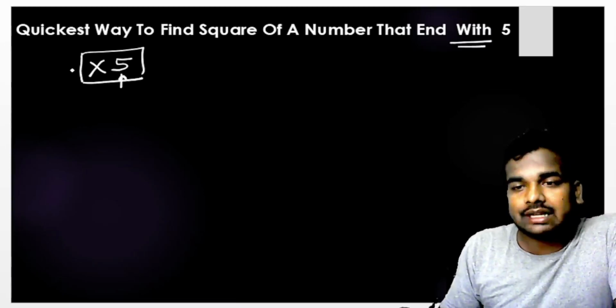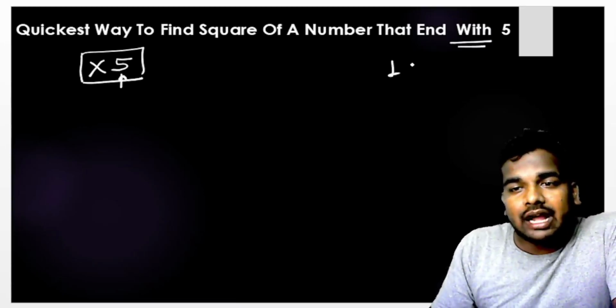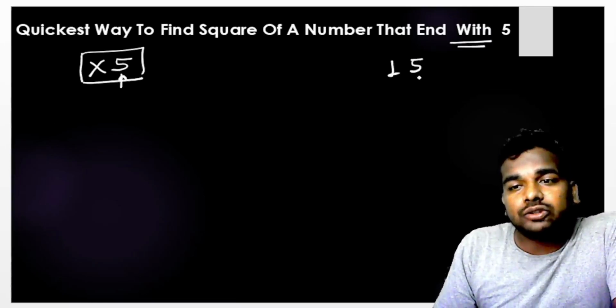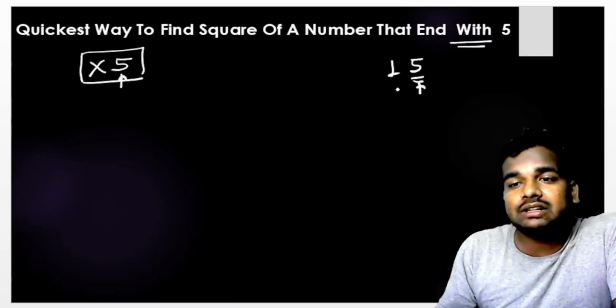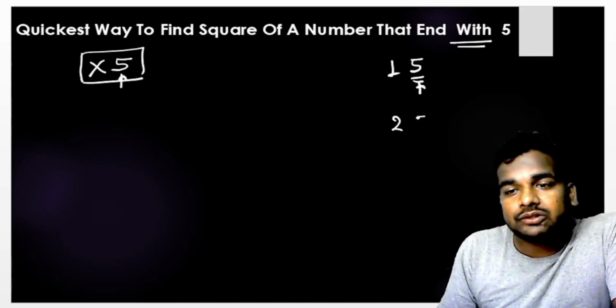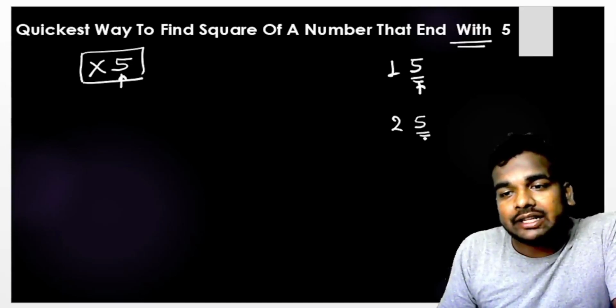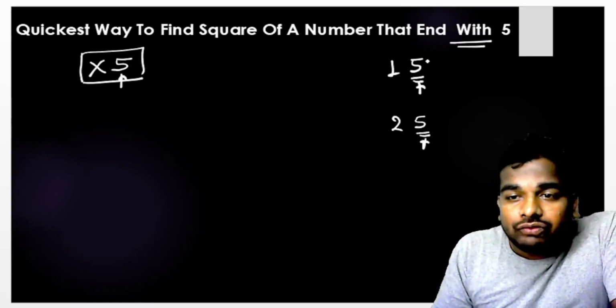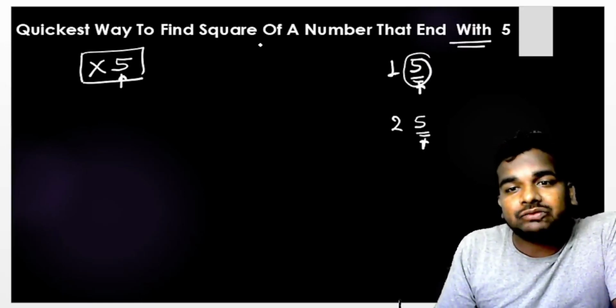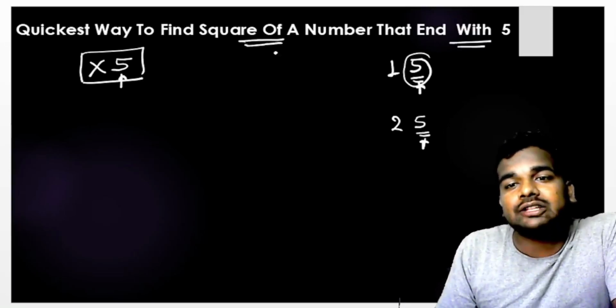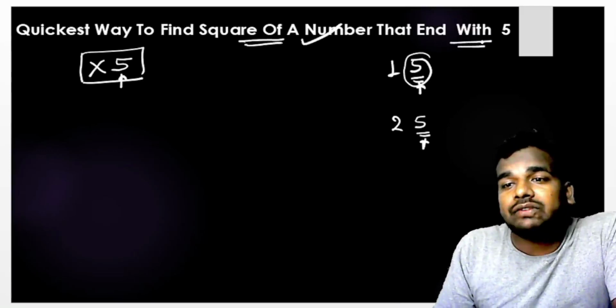Suppose I take the example of finding the square of 15. Look at this, 5 is fixed, at the unit place. Again, suppose I'm going to find the square of 25. Look here, 5 is at the unit place. So I'm saying that 5 must be at the unit place. Then there is a quick method to find the square of this type of number, a number that ends with 5.